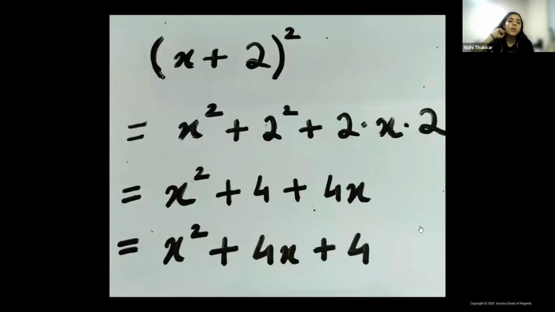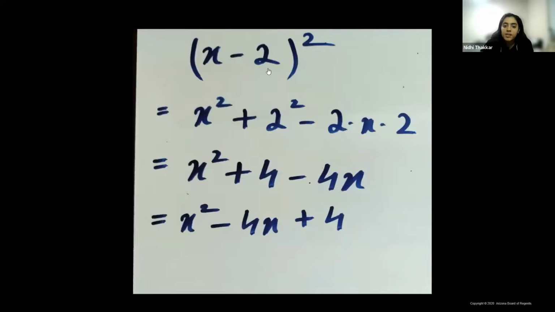So what if we have (x + 2) whole square? We learned that it's a square plus b square plus 2ab. So I just use that identity: a square plus b square plus 2 times x times 2. Now when we solve that, we get x square plus 4 plus 4x, which is basically written from highest power to lowest power. So we just write it as x square plus 4x plus 4.